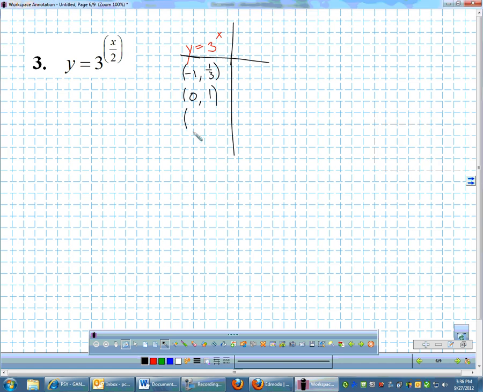Carter got that message. If I plug in 1 for x, 3 to the 1st is 3. If I plug in 2 for x, 3 to the 2nd is 9. And right now I haven't listed any transformations, so we have to identify what transformations we have.